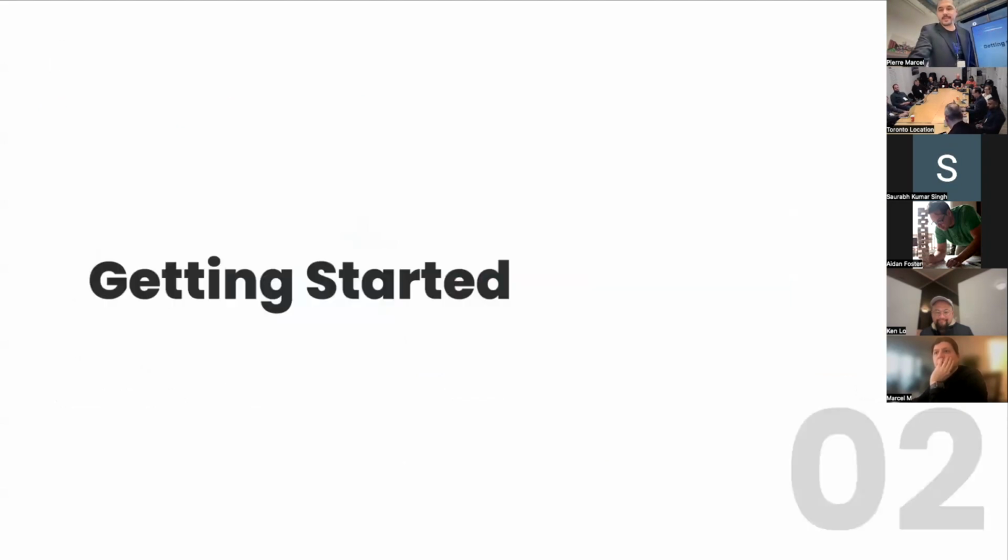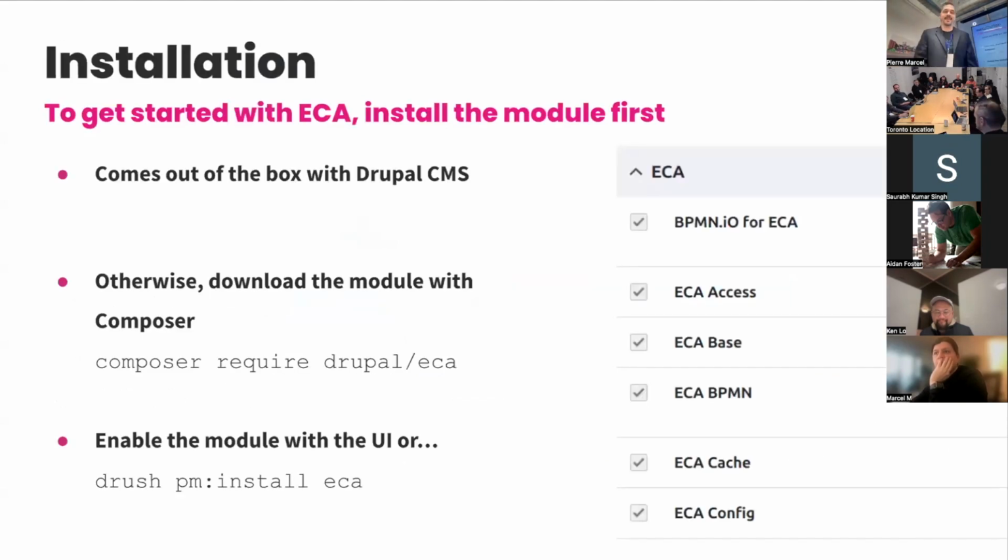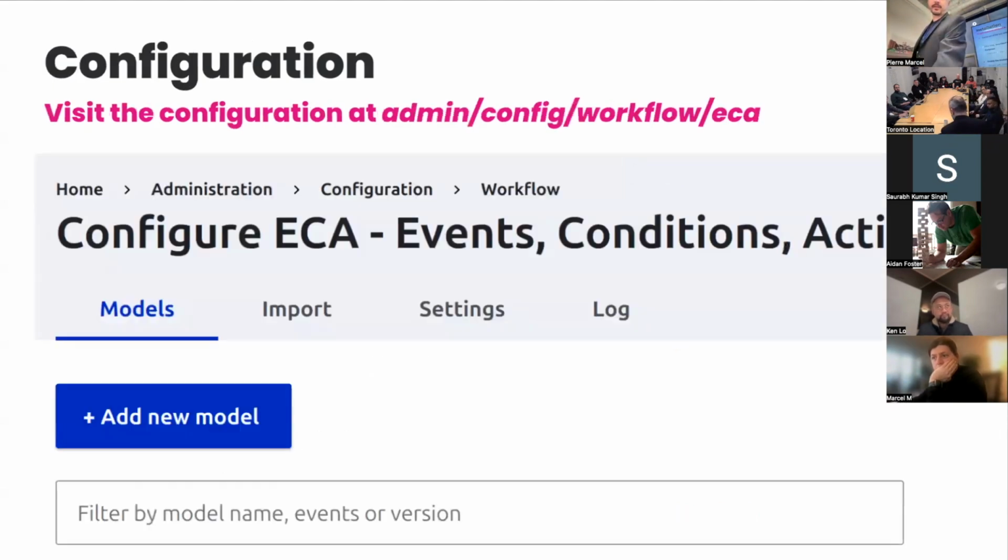All right, so what does this all look like? Let's take a look. So first of all, you have to install the ECA module. It comes directly with Drupal CMS. So if you get set up with Drupal CMS, out of the box, you got it. Otherwise, use Composer and then install it as you will. When you do look at the extend screen in Drupal, you will see a whole bunch of different ECA modules available. You can pick and choose which integrations you want when you get started.